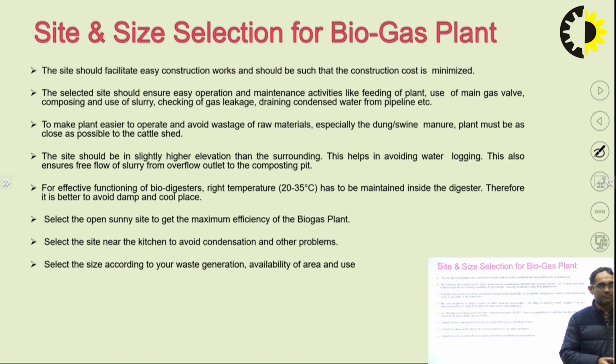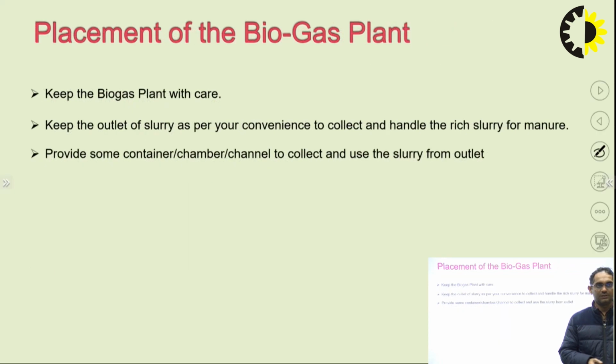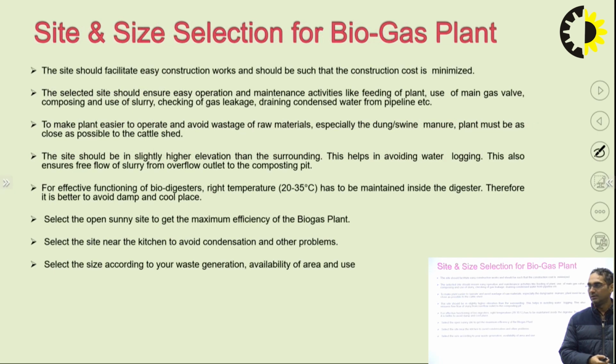The plant must be as close as possible to the cattle shed, okay. Then the site should be at a slightly higher elevation than the surroundings. This helps in avoiding waterlogging. This also ensures the free flow of slurry from the overflow outlet to the composting pit. For effective functioning of the biodigester, the right temperature, that is 20 to 35 degrees, has to be maintained inside the digester, and therefore it is better to avoid damp and cool places.